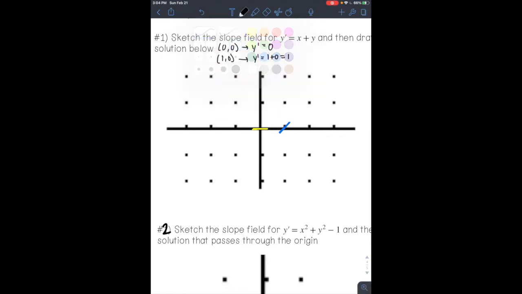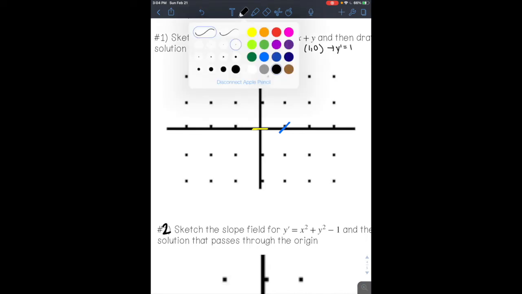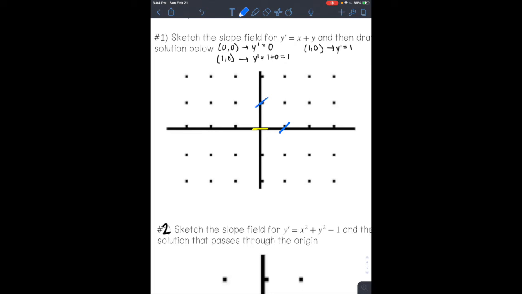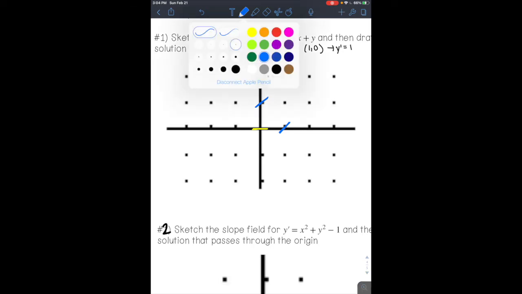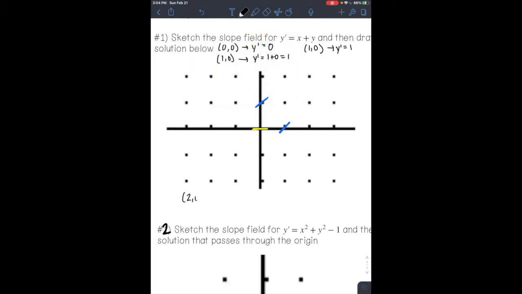Okay. So now if I go to the point 1, 0, right, that's going to be 0 plus 1, so y prime is going to be equal to 1 again. Right, and then we're just going to keep going like that. Okay, so maybe I go out to the point 2, 0. That's going to be 2 plus y.